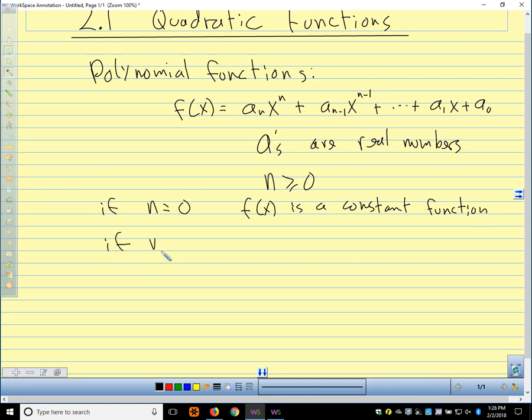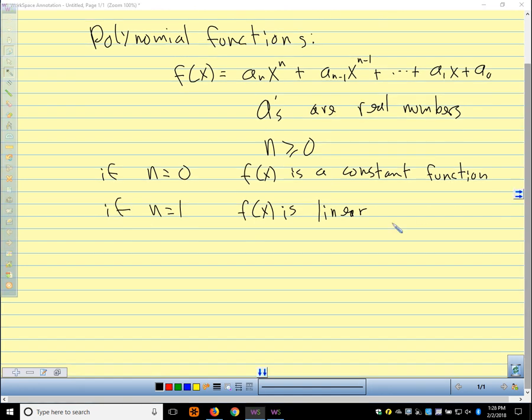If n equals 1, so the highest exponent on x is 1, what kind of function do we have? That'd be linear. It'd be something like 5x minus 2. In algebra, you have done a lot of work with linear functions. We did a lot of work with linear functions, finding intersections of linear functions last chapter.